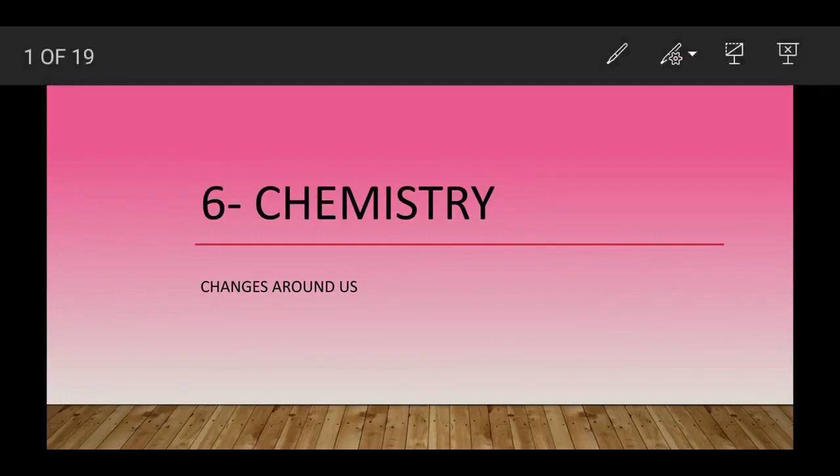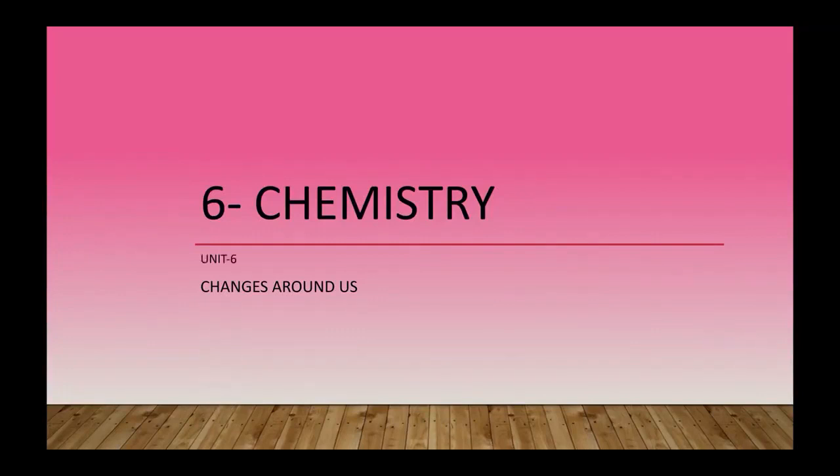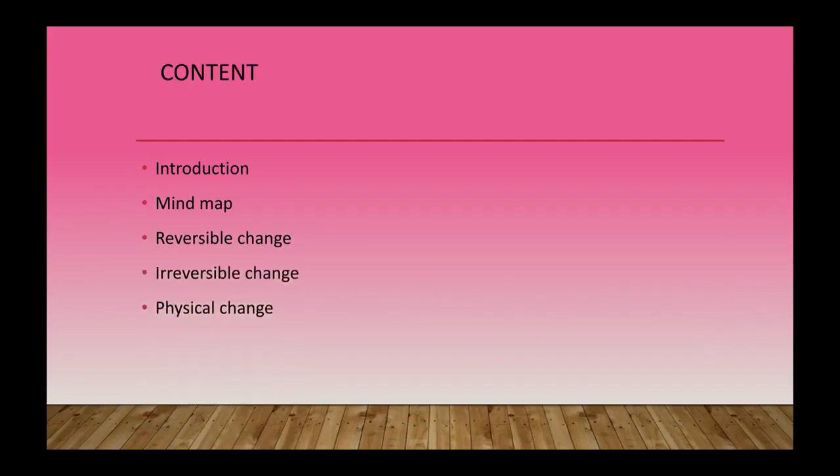Today we are going to see unit number 6, changes around us. In today's class we are going to discuss the introduction about the topic, about the unit, the mind map, and the content that is present. The first content is reversible change, irreversible change, physical change, and finally chemical change. These are the things we are going to discuss today. Now we are going to the first topic called introduction.